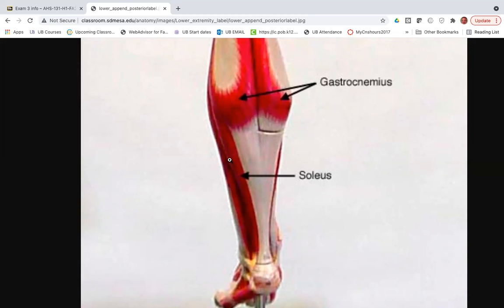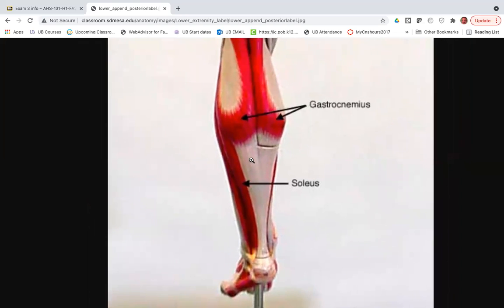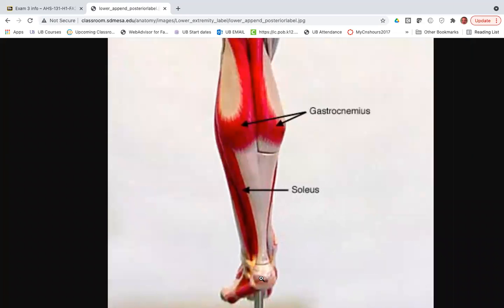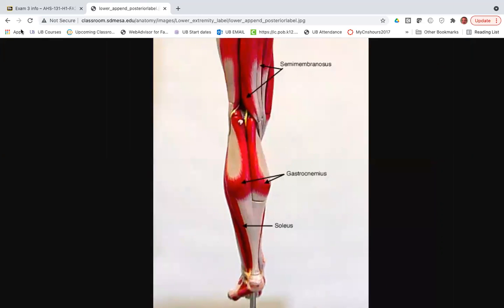Now both the gastroc and the soleus are plantar flexors. Okay, they are ankle plantar flexors. The gastrocnemius and the soleus, anything on the posterior leg is going to plantar flex the foot. Anything on the anterior side will dorsiflex the foot.